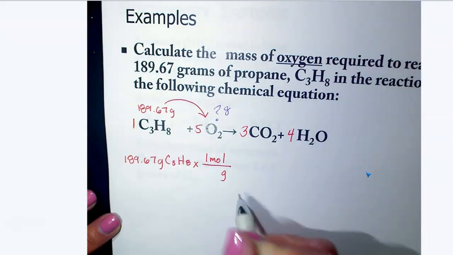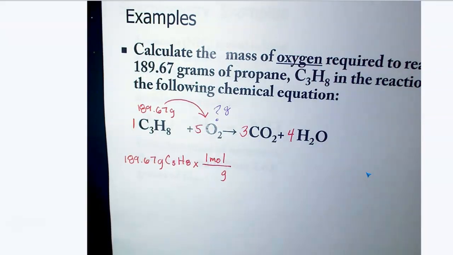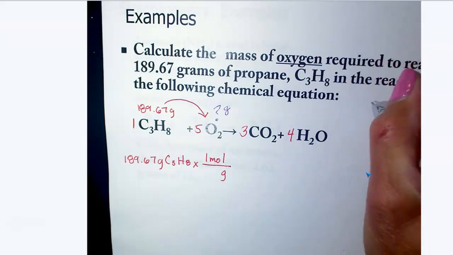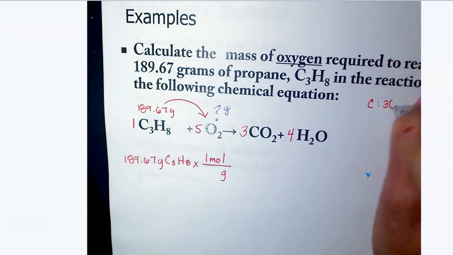1 mole over grams. I have to calculate the molar mass of C3H8. So I'm just going to do it over here off to the side. Where do I have room? I have carbon. I have 3 carbon at 12.01.